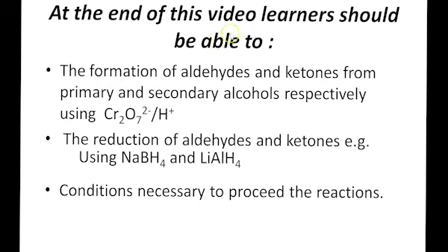At the end of this video, learners should be able to describe the formation of aldehydes and ketones from primary and secondary alcohols respectively by using dichromate ions in acidic solution, the reduction of aldehydes and ketones by using reducing agents, and the conditions necessary for the reactions to proceed.